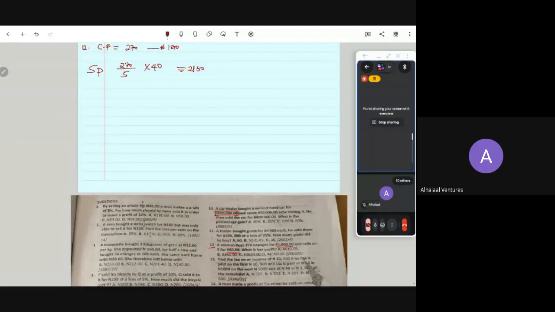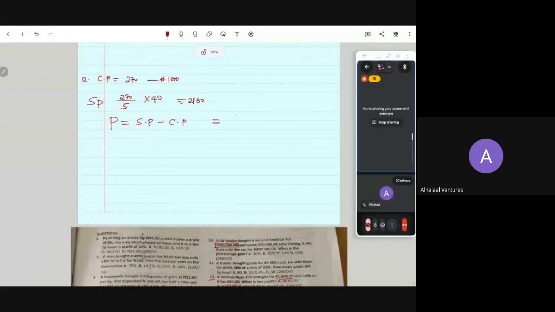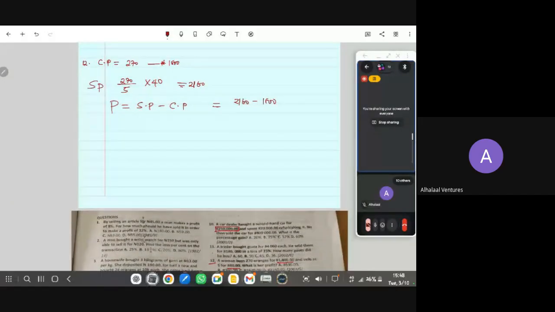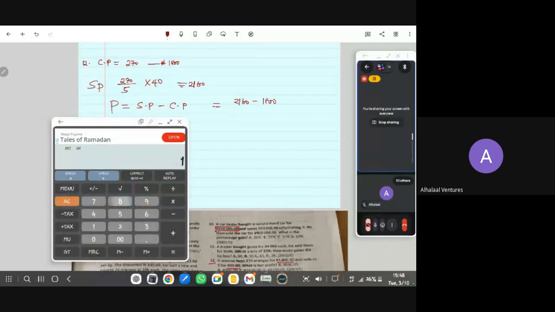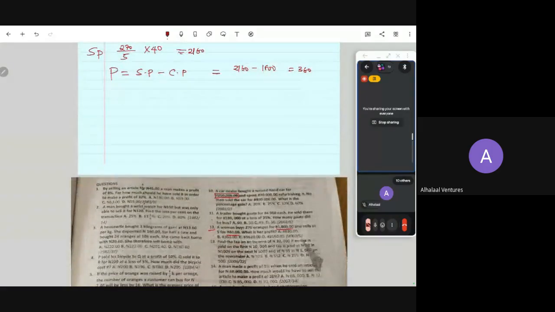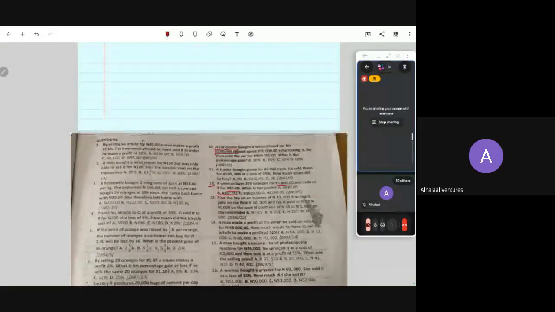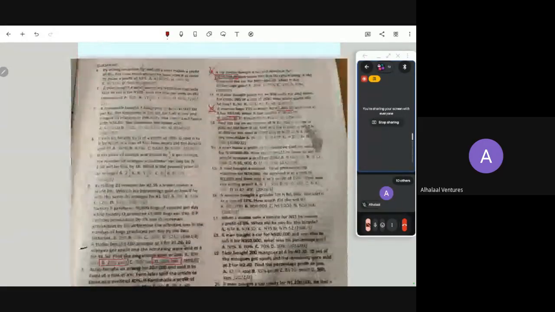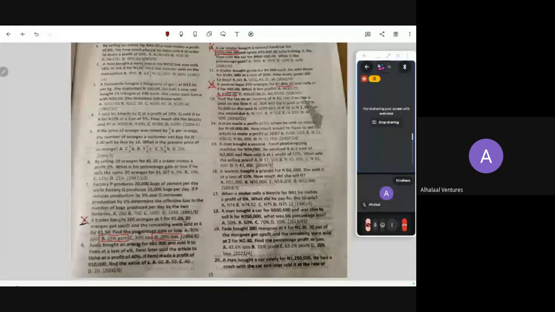So the guy says, what is our profit? Our profit is what you asked. So profit is selling price minus cost price, which is 2,160 minus 1,800. What would that be? 360. Option B. So we've done question 10, question 12, question 8.